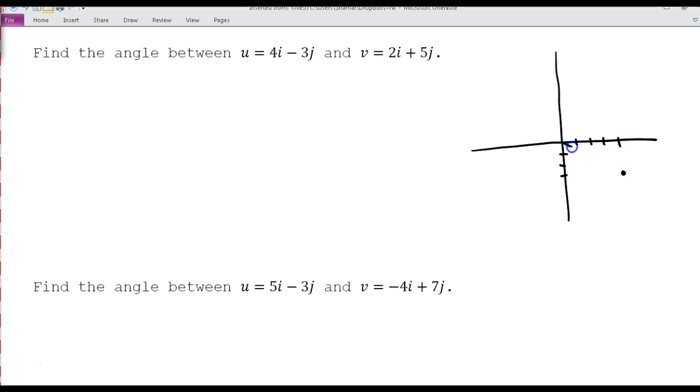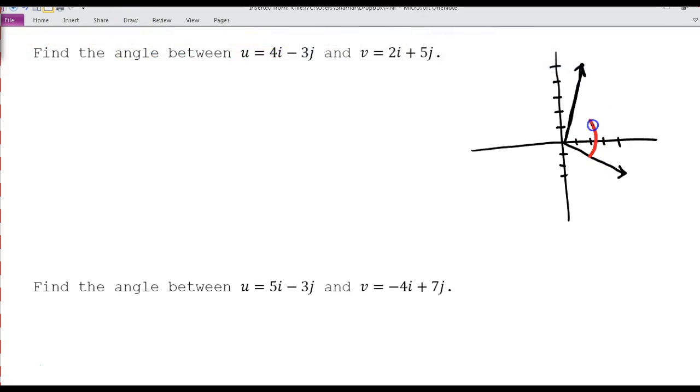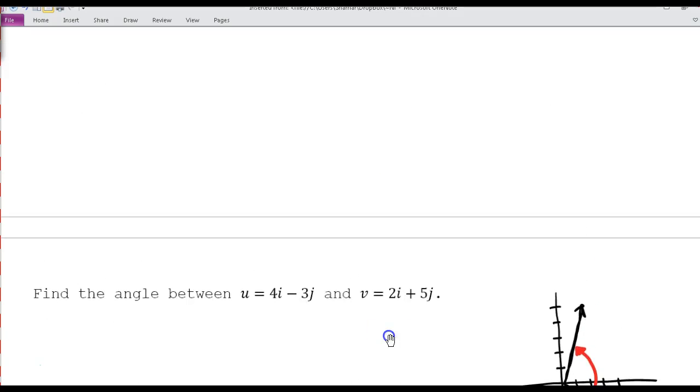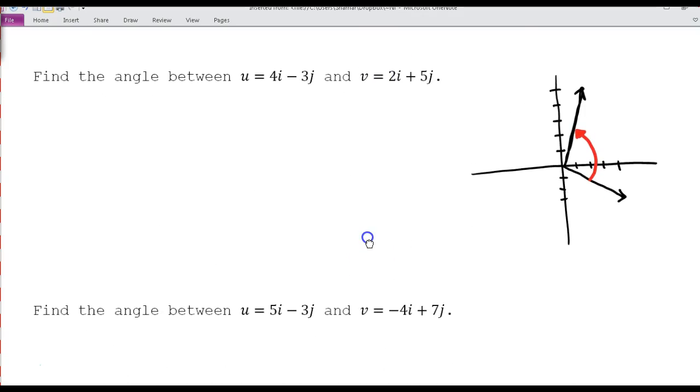So here's the first vector. And then I have 2, 5. So here's 2, 5. When I talk about the angle between the two vectors, what I'm talking about is finding this angle here. We always want to find the angle that's less than 180, or between 0 and 180. Again, if we go back to our definition here, between 0 and pi, between 0 and 180.